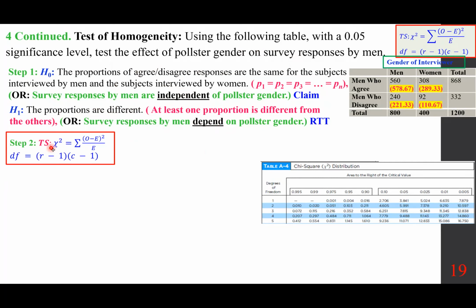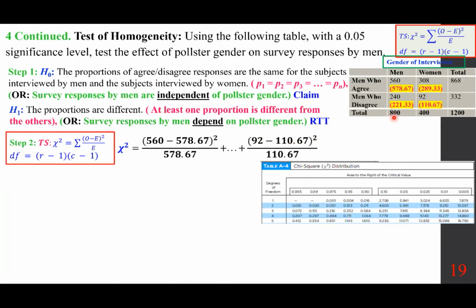So let's calculate the test statistic, summation of O minus E quantity squared over E. By the way, this is capital sigma, which represents summation. So for example, 560 minus 578.67 quantity squared divided by 578.67, plus 308 minus 289.33 quantity squared divided by 289.33, all the way to the end. And I am writing also the last one, 92 minus 110.67 quantity squared over 110.67. You put it into a calculator, you end up with this number.